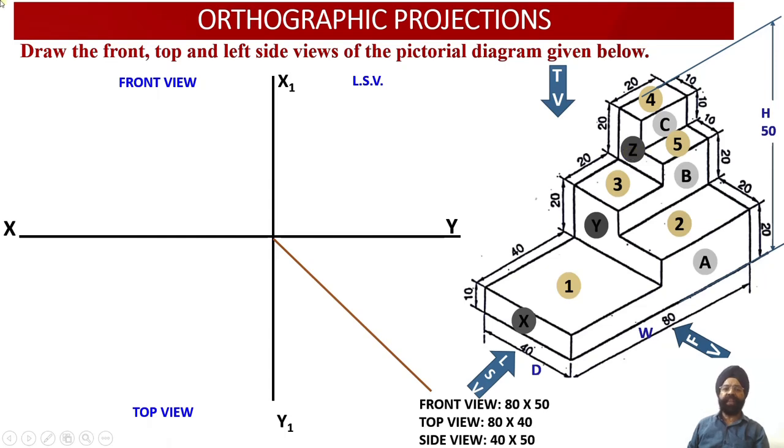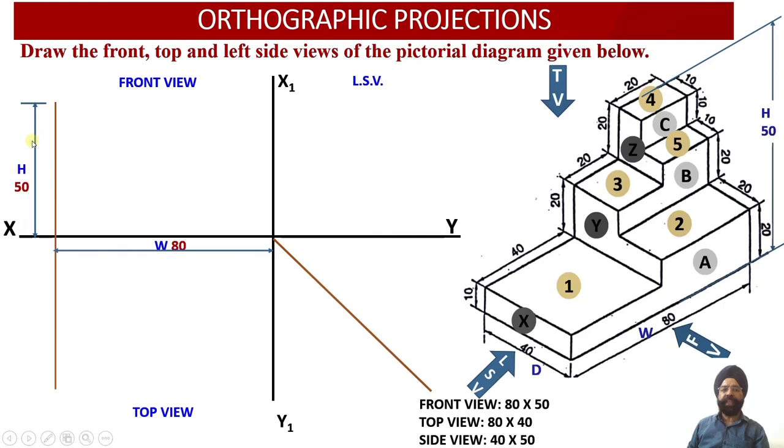So let us start with the construction of the front view. We know the dimensions of the front view. 80 millimeter is the width, 50 millimeter is the height. So we have drawn the width equal to 80 millimeter over here. So this is the width of the solid. Let us draw the height of the solid. The height of the solid is given to us as 50 millimeter.